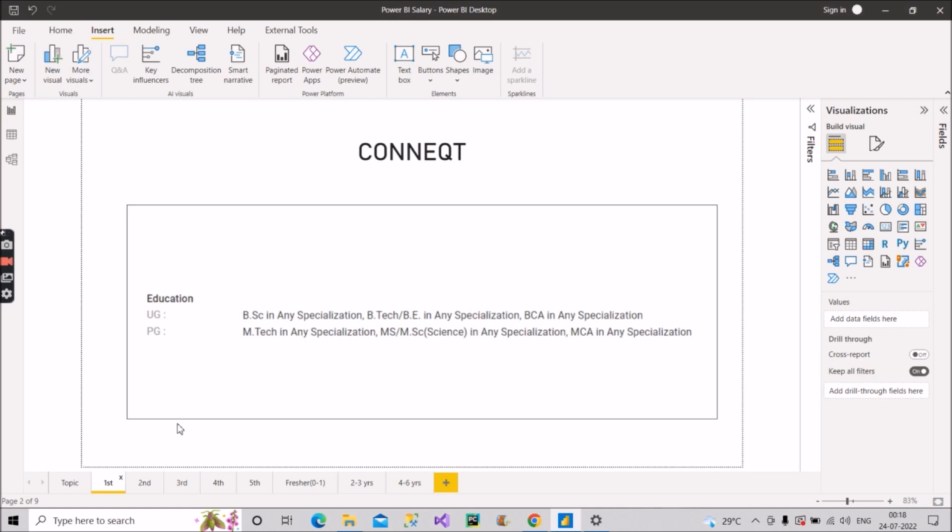And the academic qualification, which you can see on the screen, for the undergraduate people, is BSc in any specialization, BTech or BE in any specialization, and BCA in any specialization. And if you have a postgraduate qualification, then MTech in any specialization, or MS or MSc in any specialization, or MCA in any specialization. So overall, if you have done BSc, BTech, BCA, MTech, MS or MCA, you can go ahead and learn Power BI and related skills. This is just one company. Let's move ahead and see some other companies' requirements also.